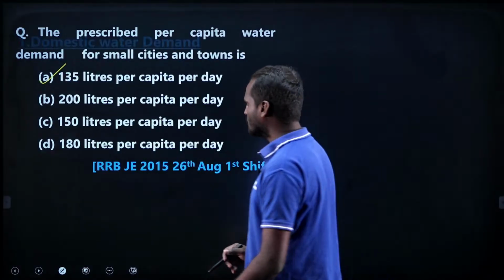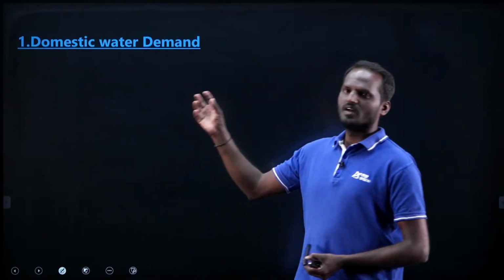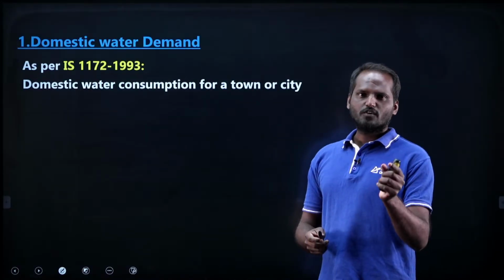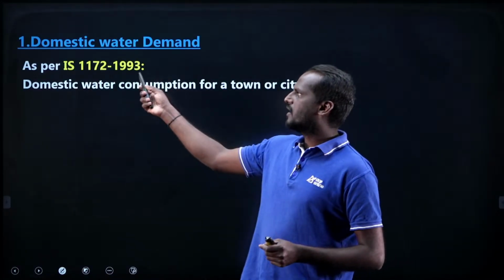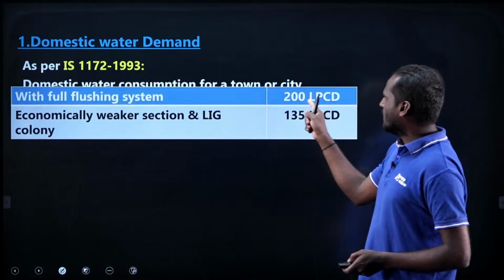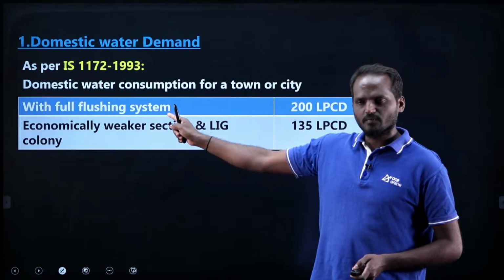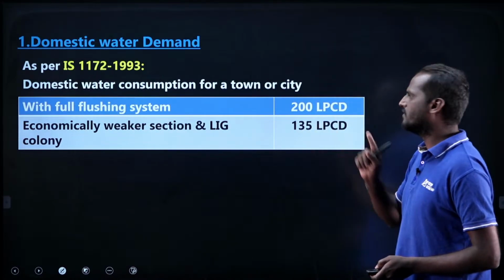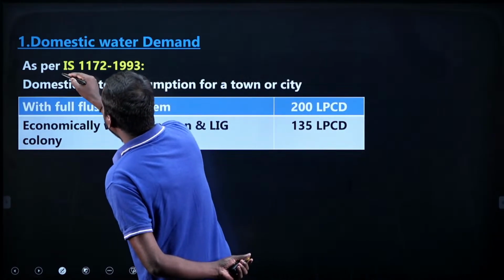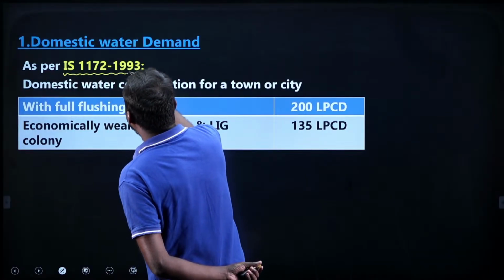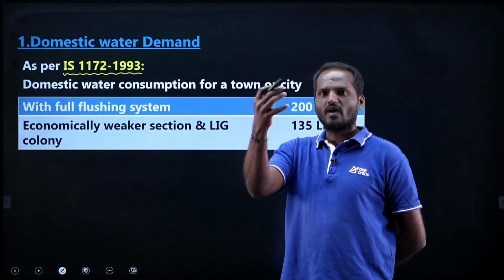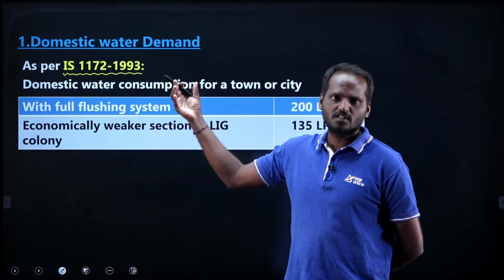See, let us discuss briefly about it so that you can have some idea about domestic demand. See, look at it. As per IS 1172/1993, this is the water requirement code. As per this code, the domestic requirement is 200 LPCD for a full flushing system. For weaker sections, it is 135 LPCD. This is what is given by this particular code. That code is what? IS 1172/1993. Remember this code also, they may ask you sometimes. The water requirement code is IS 1172/1993.